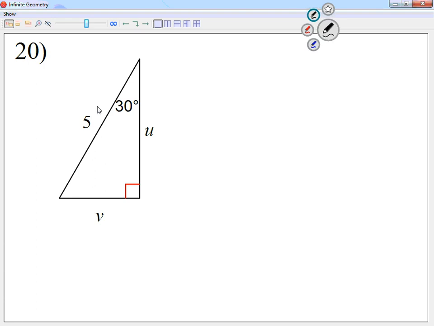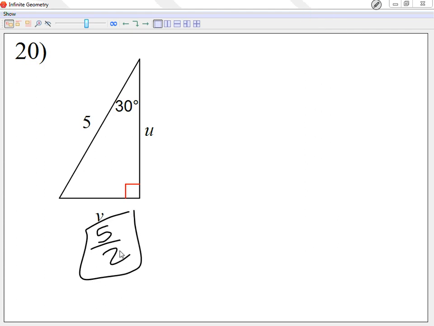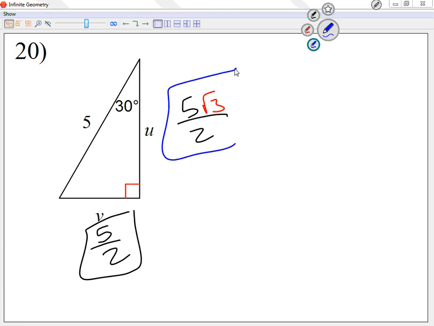We're given the hypotenuse, so to get to the small side, divide by 2. So I'm going to go 5 divided by 2. That's as simple as I can go. Well, I'm going to leave it as a fraction. Now, to get to U, I have 5 over 2 times radical 3. There's nothing I can do, so there we go. Right. Any other questions? Yeah.